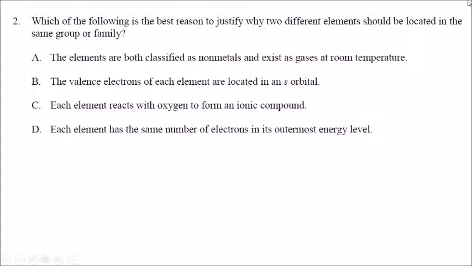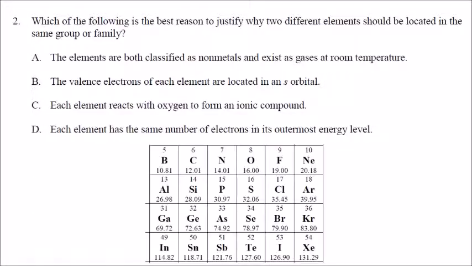Number 2. Which of the following is the best reason to justify why two different elements should be located in the same group or family? So choice A says the elements are both classified as nonmetals and exist as gases at room temperature. Here in this section of the periodic table, we see that both nitrogen and oxygen are nonmetals. They are both gases in the air, but they are not in the same group or family.